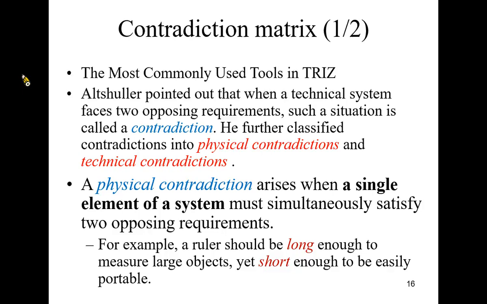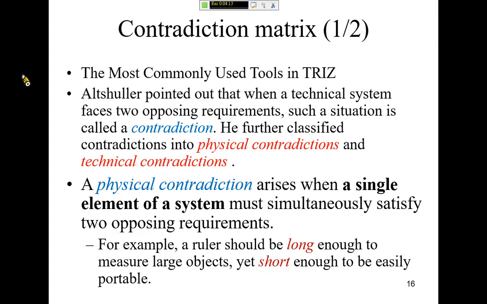Next we introduce the contradiction matrix, the most commonly used tool in TRIZ. Altshuller pointed out that when a technical system faces opposing requirements, such a situation is called a contradiction. He classified contradictions into two types: physical contradiction and technical contradiction.